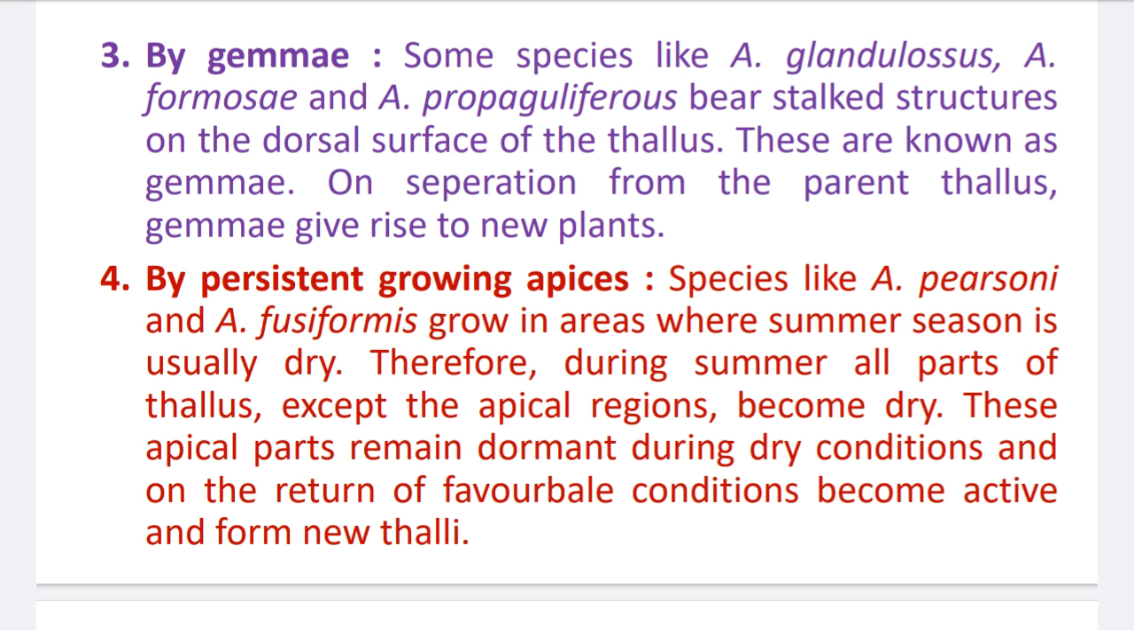These are known as gemmae, and these stalked structures developing on the dorsal surface of the thallus are called gemmae. On separation from the parent thallus, gemmae give rise to a new plant.